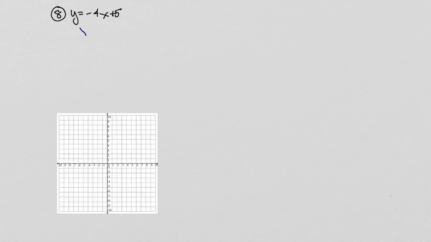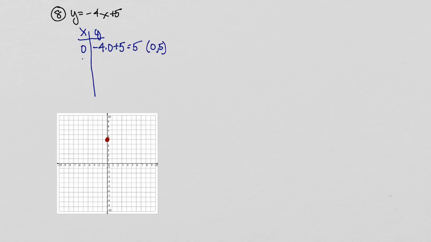So let's set up a table, x and y, and we'll get us 3 points. How about if we choose x to be 0? This will give us negative 4 times 0 plus 5, is 0 plus 5, is 5. So here's an ordered pair, 0, 5. Let's plot that. 0, 5, right here.